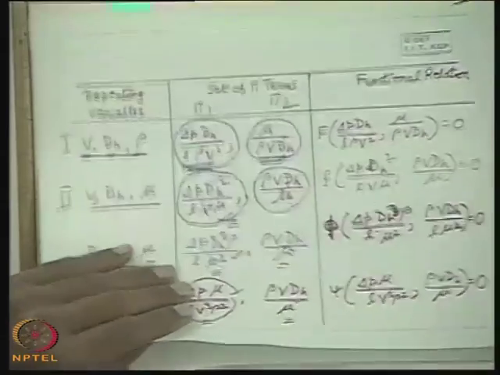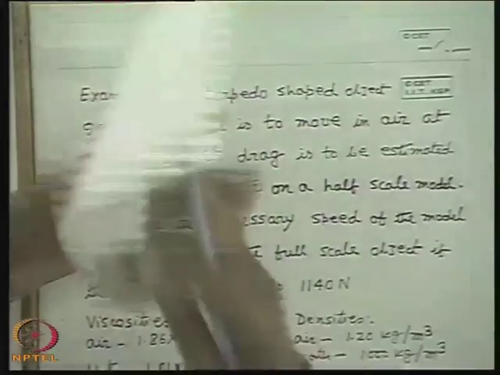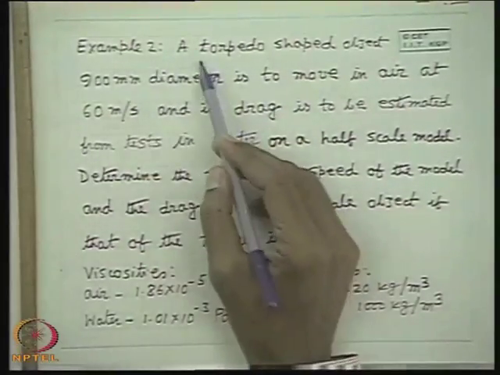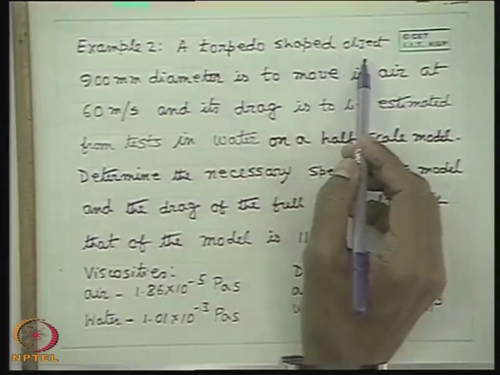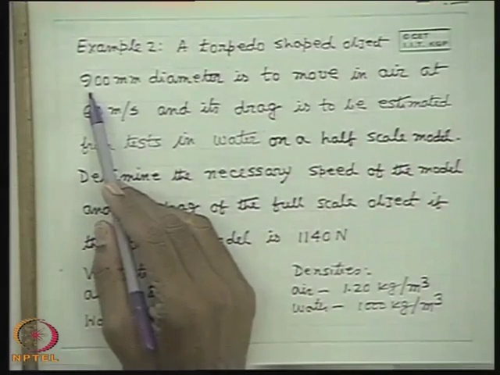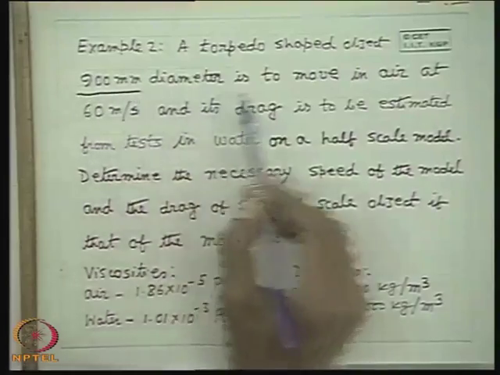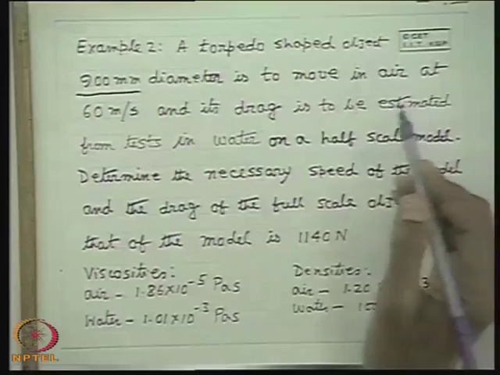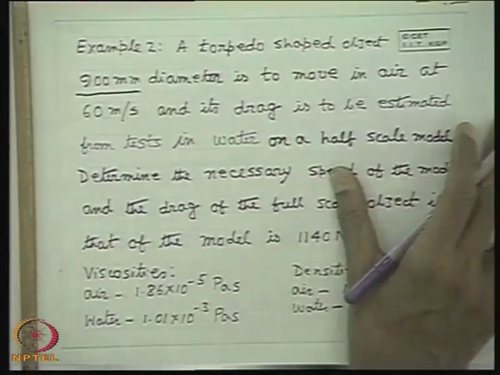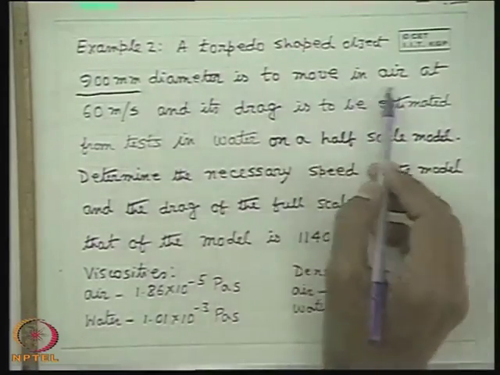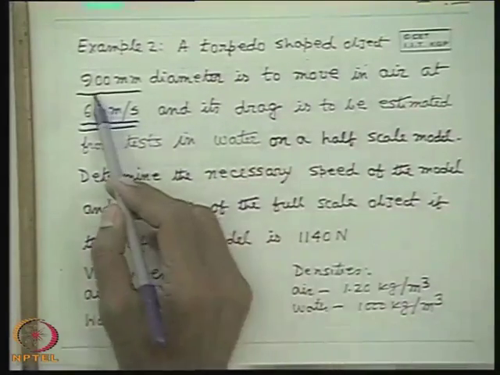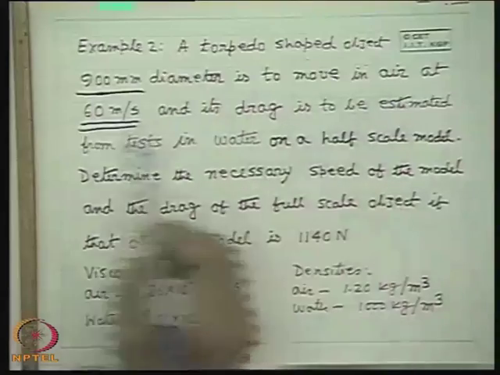Now next, I would like to solve one interesting problem before I switch over to another analysis. Example 2: a torpedo shaped object, I am going very fast because this is very simple, of 900 millimeter diameter is to move in air. This is a problem done in my book, but still for more explanation, I just do it here, is to move in air at 60 meter per second. This is the actual condition, that a torpedo shaped object of 900 millimeter actual diameter is to move in air.